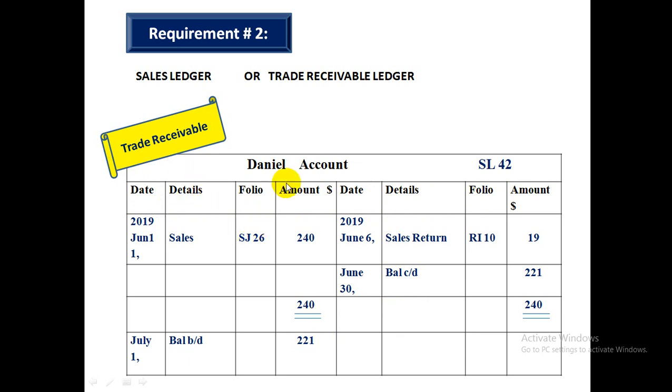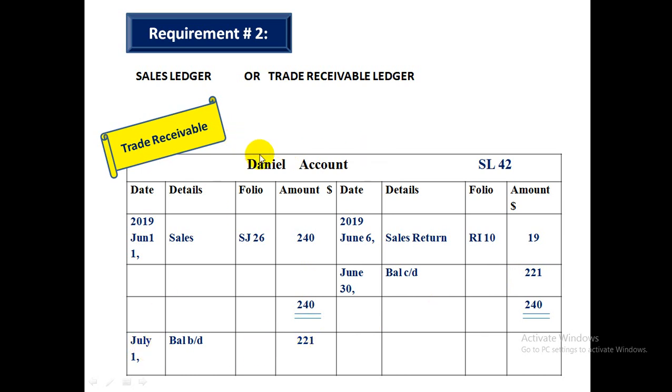The trade receivable of Daniel will be debited when we are selling goods to him. The trade receivable Daniel will be credited when he returns us the goods. The balance by finding the difference will be written on the side which is lesser in total. The folio column tells us the return inward posting from this journal and the sales journals posting in the debit side. The same carried down balance will become the brought down balance on July 1.